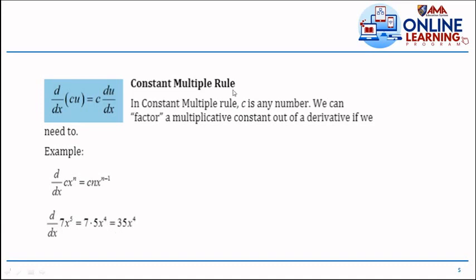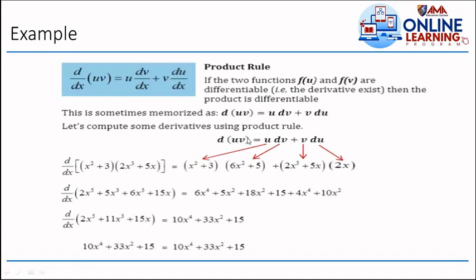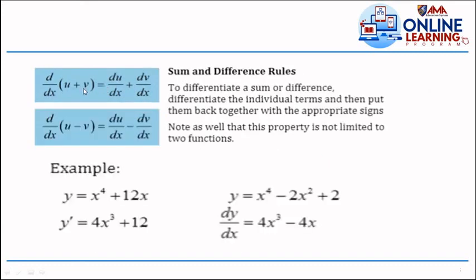Okay? So next, you have your addition and subtraction of derivatives. Okay? So, sabi dito, the derivative of u plus v is equal to du over dx plus dv over dx. So we have now the sum and difference. u minus v is equal to du over dx minus dv over dx. Okay? So to differentiate a sum or difference, differentiate the individual terms and then put them back together with the appropriate signs. Note as well that this property is not limited to two functions. So kahit ilan, pwede rin po siya.